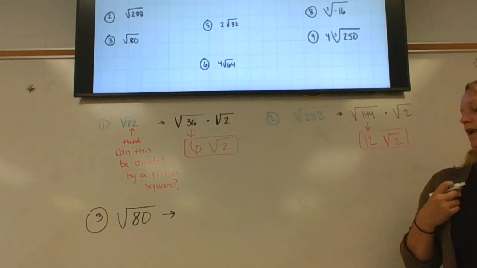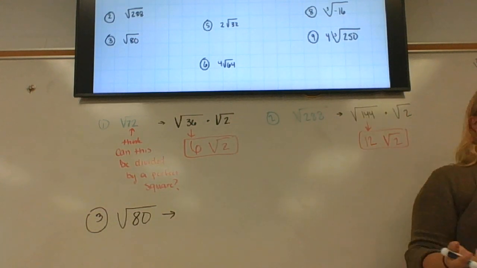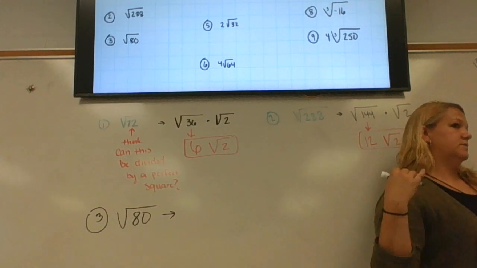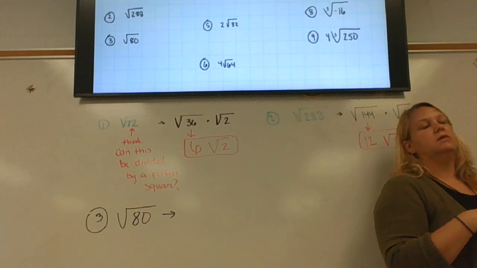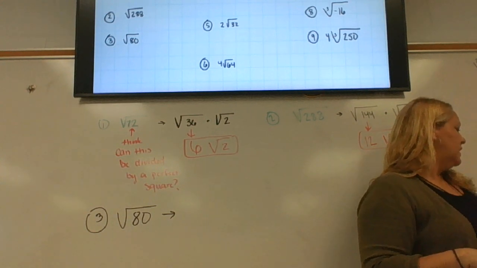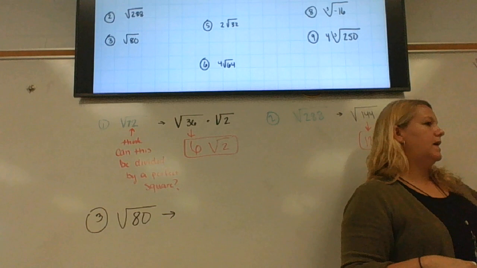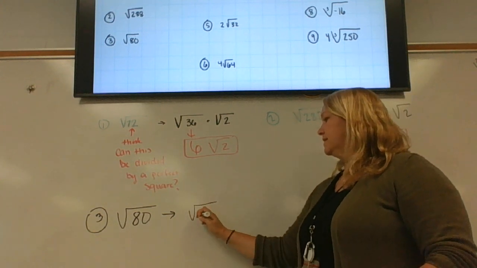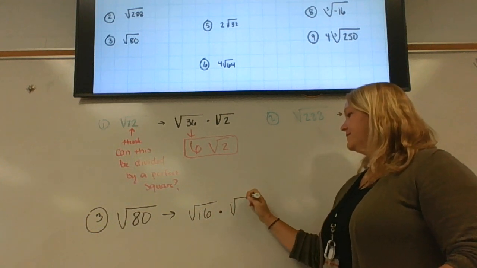So when I think of 80, I think of 8 and 10. But neither 8 nor 10 are in the list. So 8 and 10 are not useful to me today. Instead, I want to find a number in this list. Turns out 80 divides by 16. This is the same as 16 times 5.